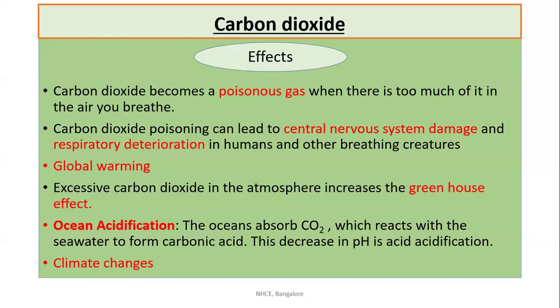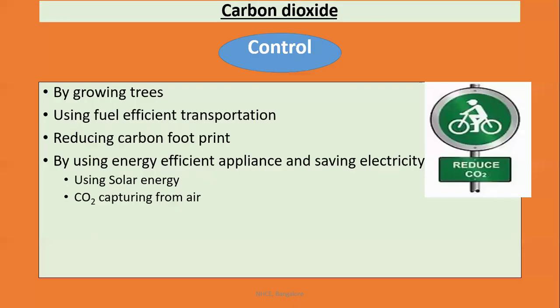What is the effect of carbon dioxide? Even though it is a natural component of air, when it is present in high concentration, it is a poisonous gas. It also damages the central nervous system and causes respiratory deterioration. It leads to global warming, which increases the temperature; it is called the greenhouse effect. It also results in ocean acidification, that means the increased carbon dioxide level increases the acidic nature of the water. And it also results in climate change.